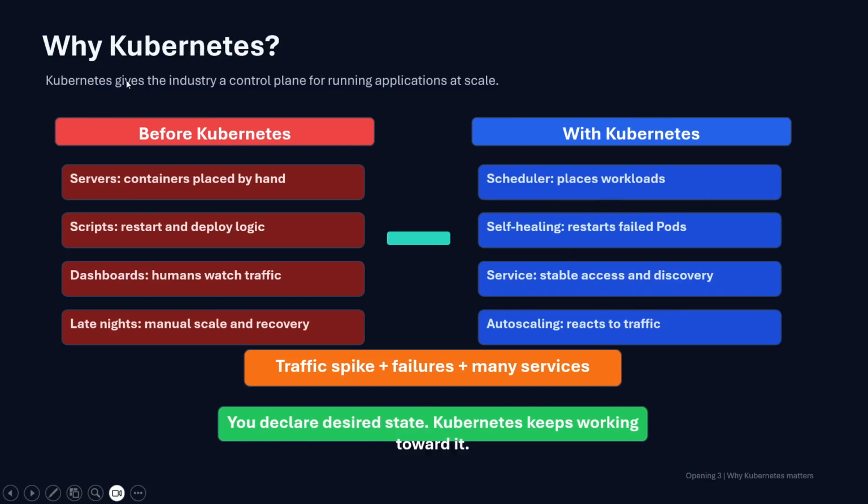Now this is the overview. Kubernetes gives the industry a control plane for running applications at scale. Before, containers were placed by hand; in Kubernetes they are placed automatically by the scheduler, with restart and deploy logic automatic too. If any application is failing, we had to restart the container manually, but in Kubernetes it is a self-healing process.